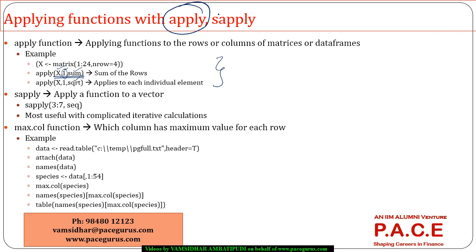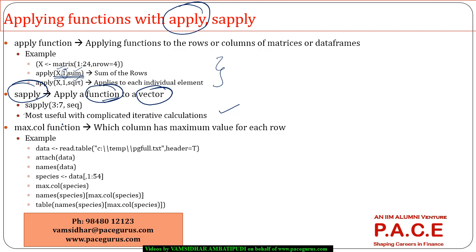Whereas when I am using sapply, it is for any function we are applying to a specific vector. Especially when we are using complicated iterative calculations, I really will use sapply because I am applying the function to each of the vectors separately. So that's one more thing that we are typically using.